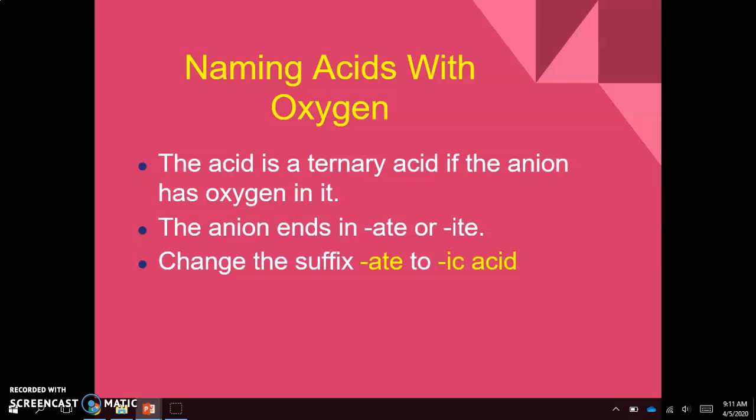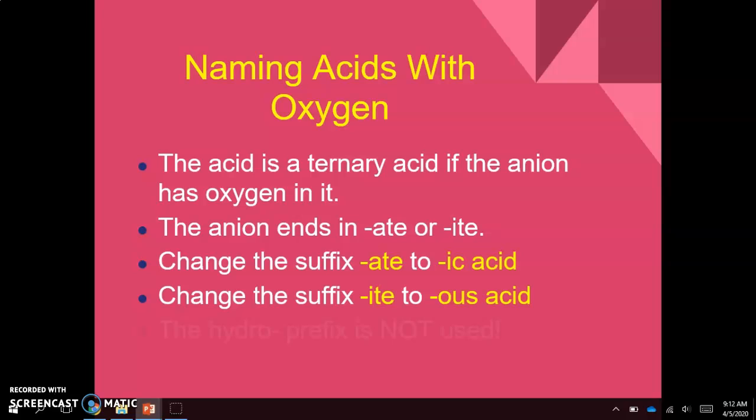So if your anion ends in ATE, you're going to change it to an IC. Okay? So if it's a chlorate, you're going to change it to a chloric. If the suffix on your polyatomic is ITE, so like a chlorite, you're going to change it to OUS. So chlorite becomes chlorous, and then acid. You're still adding the acid.